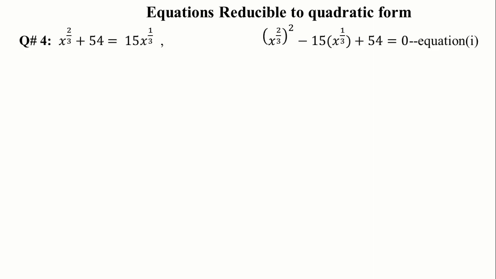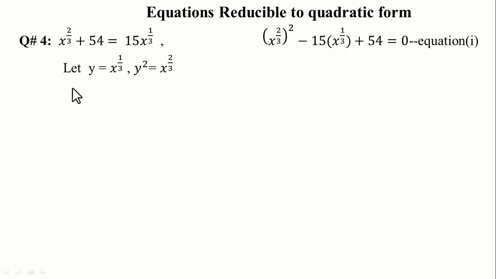In question number 4, the given statement is x to the power 2 upon 3 plus 54 is equal to 15 multiplied by x to the power 1 upon 3. First of all, rearrange the equation. We write it as x to the power 1 upon 3 whole square minus 15 x to the power 1 upon 3 plus 54 is equal to 0.